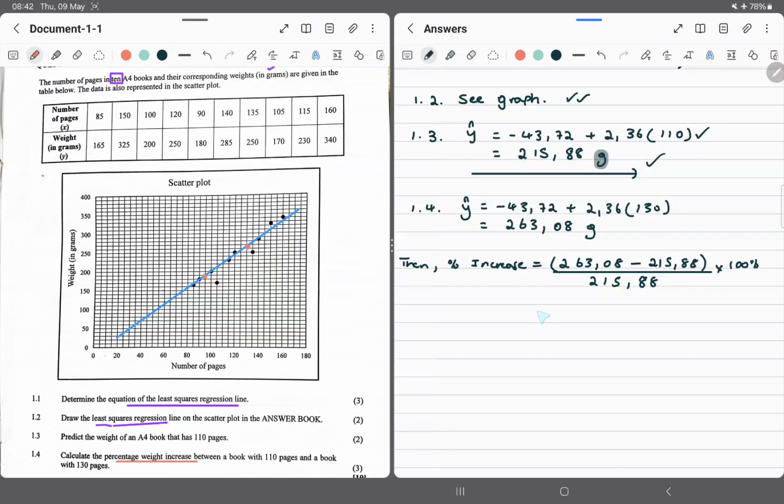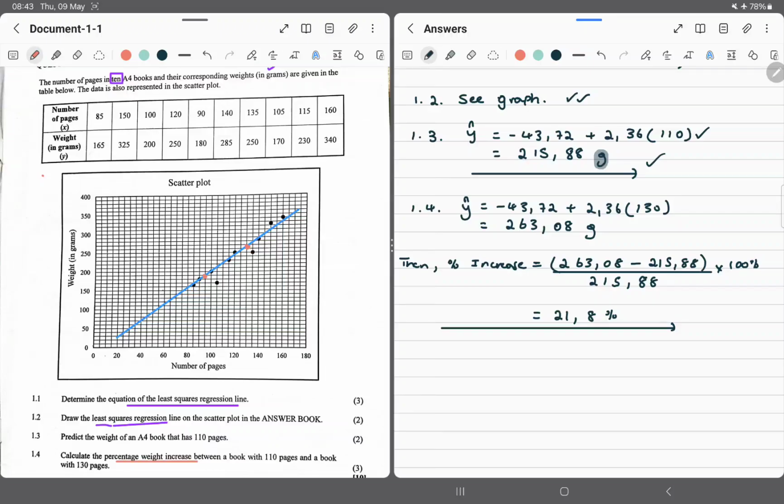Okay. So let's get that percentage increase. So 263,08 minus 215,88 is that, and then we divide by 215,88. Then we multiply that by 100. It gives us 21.86%. So this would be the percentage increase.